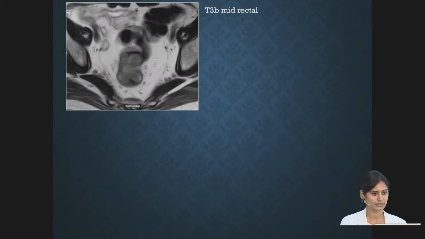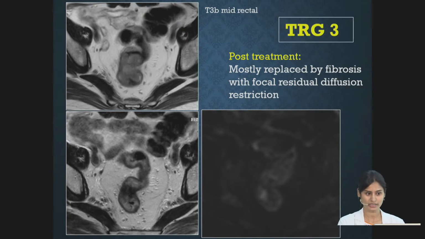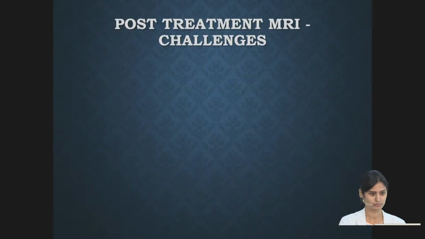This is a mid-rectal T3B tumor. So post-treatment, most of the tumor is completely replaced by this hypointensity on T2 weighted imaging, bottom left image. But we are not really seeing any appreciable intermediate signal intensity component on the T2. However, the diffusion weighted imaging is showing that there is a small focus of residual diffusion restriction. This is not picked up on T2. This is the importance of diffusion weighted imaging, having baseline and repeat in the post-treatment MRI. So this tells us that there is viable tumor, and so this is again TRG3 and not TRG2.